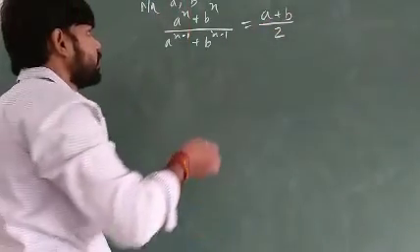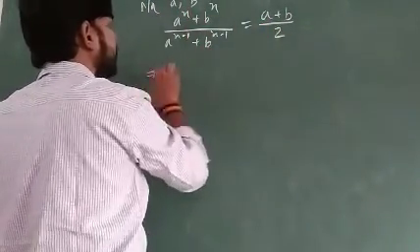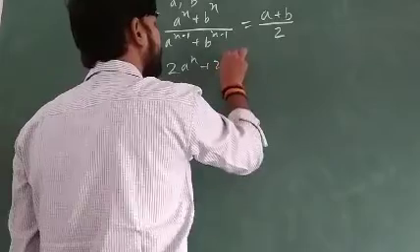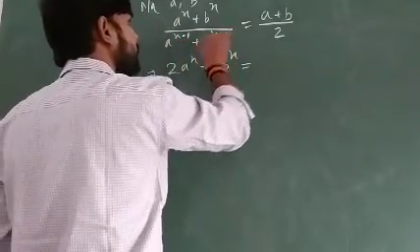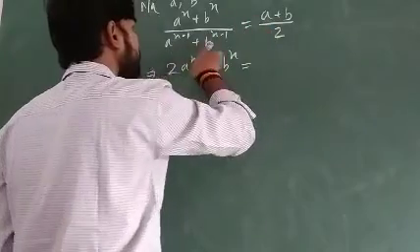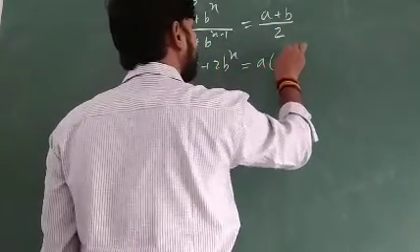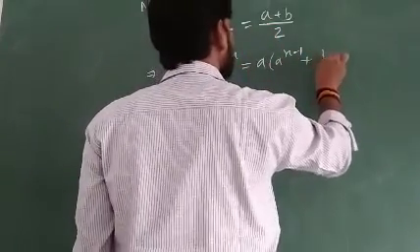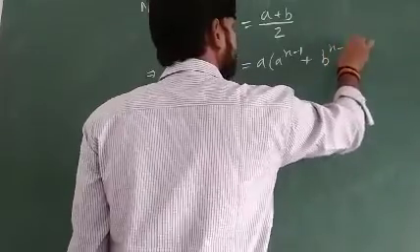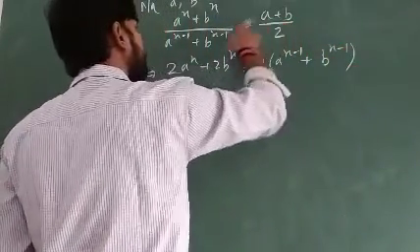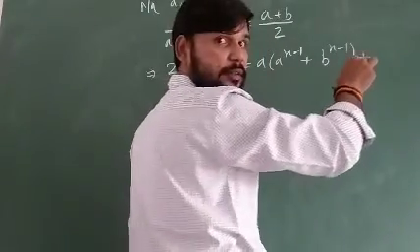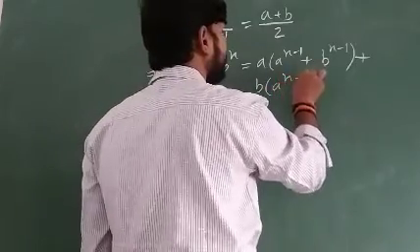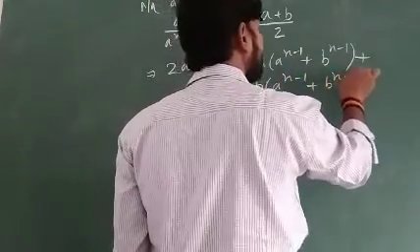Now by cross multiplication, you will multiply this 2 with this term: 2A power n plus 2B power n equals, and cross multiplying this term, you will get A into both the terms: A into A power n minus 1 plus A into B power n minus 1, and similarly by multiplying B with both the terms you will get plus B into A power n minus 1 plus B power n minus 1.